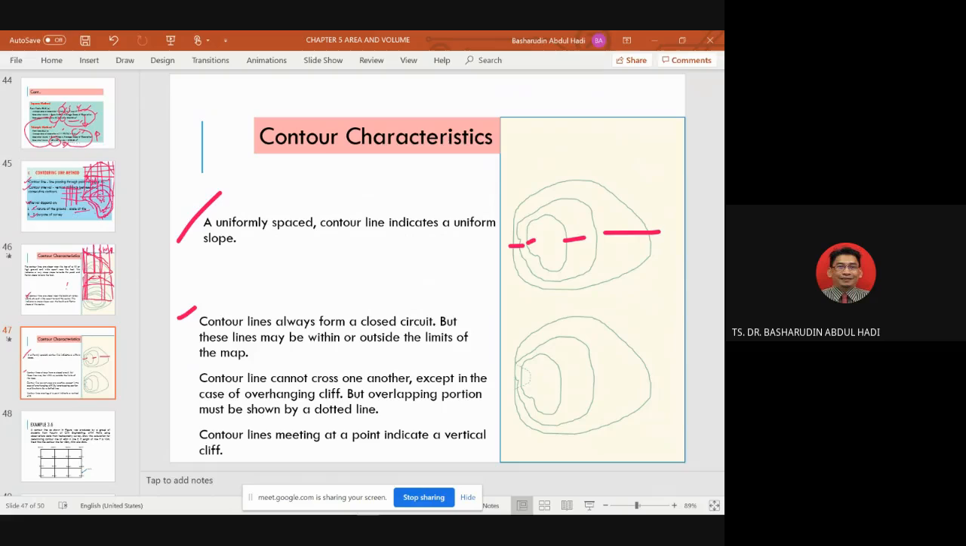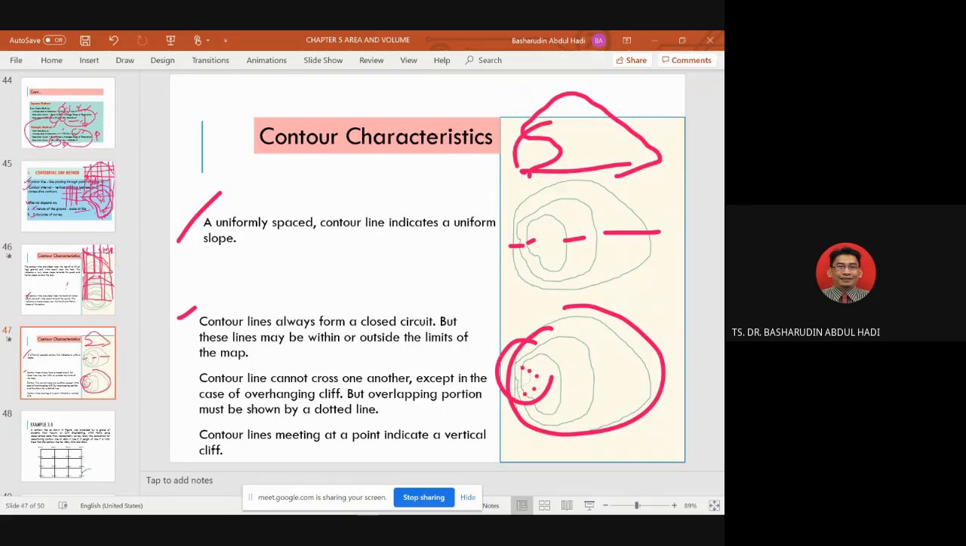A contour line always forms a closed circuit. A closed circuit means that they loop. And you can see the dotted line. This one is hanging. It is something like this. So this hanging part is shown in a dotted line over here. Dotted line like this. Okay, it is hanging. A contour line always forms a closed circuit, but this line must be within or outside the limit of the map.